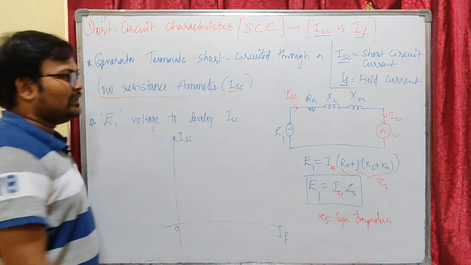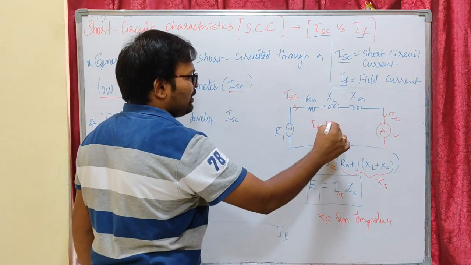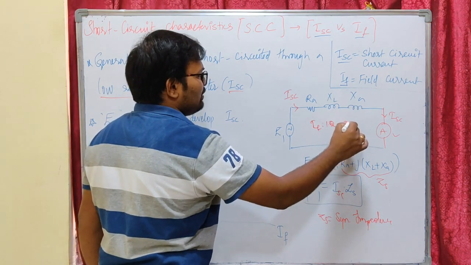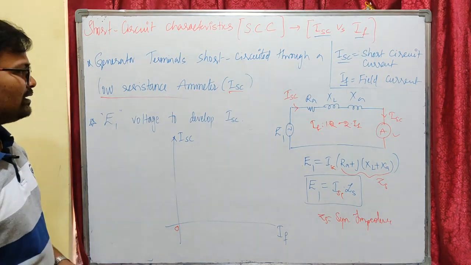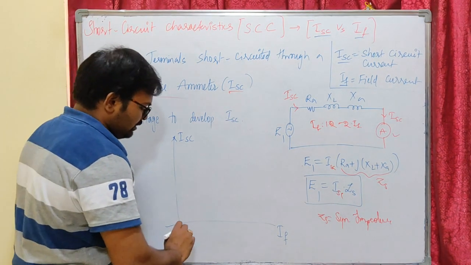We are going to vary our field current from 1.5 to 2 times the rated field current to see the variation in short circuit current. That is nothing but the short circuit test. So we are going to vary the If.